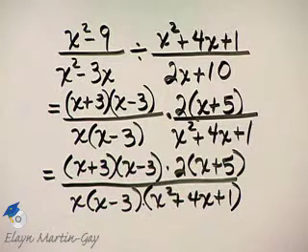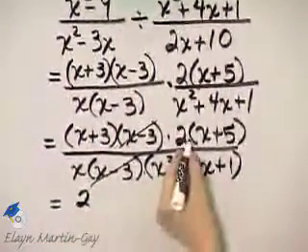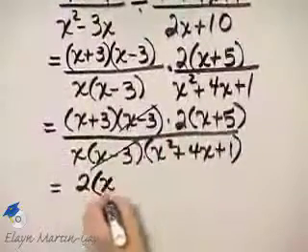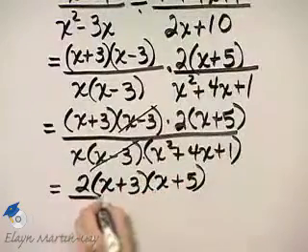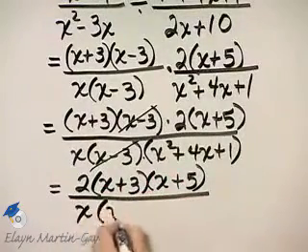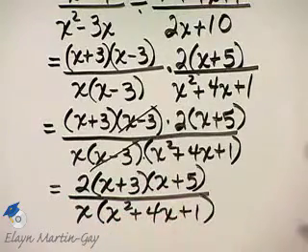And now let's see, do we have any common factors that can be factored out? The answer is yes. We can factor this out, and I believe that's it. And so what do we have left? Well, I have a 2. I just like to put that first. It makes no difference. Times x plus 3 times x plus 5 all over x times x squared plus 4x plus 1. There's my quotient in simplest form.